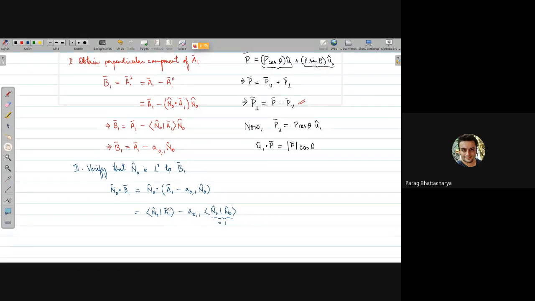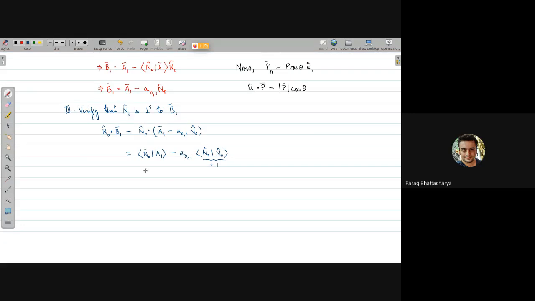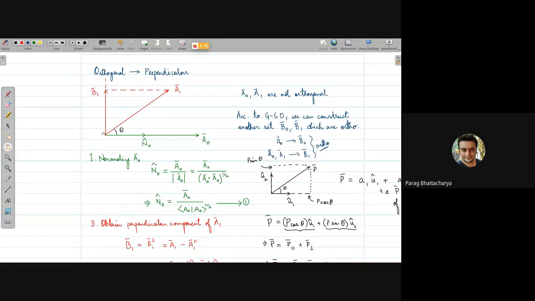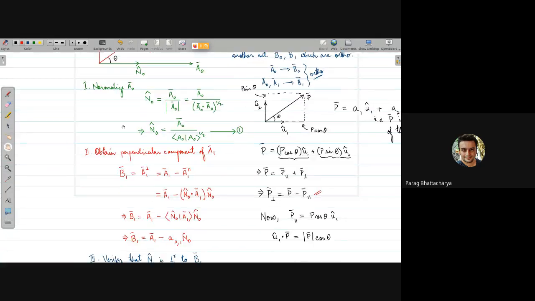n naught a1 we have already written as a0 1. So this is going to give us the first term, a0 1 minus, this is also a0 comma 1, and this is going to be equal to 0. So n naught is perpendicular to b1. As expected, n naught is perpendicular to b1. So now we want the other vector. We want a normalized vector, that is, we want n1 cap. So how do you get n1 cap? Just normalize.